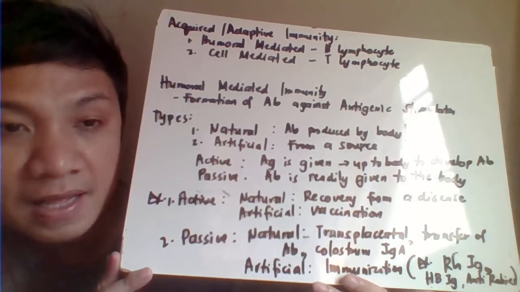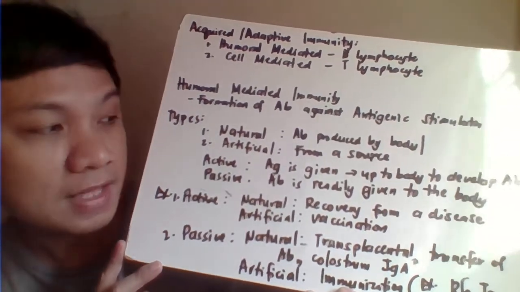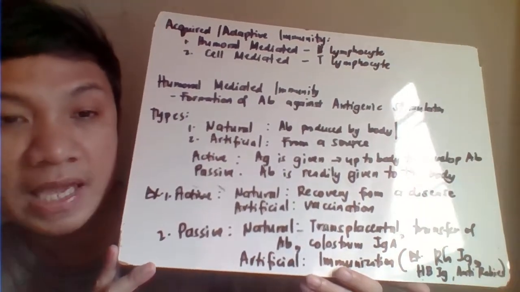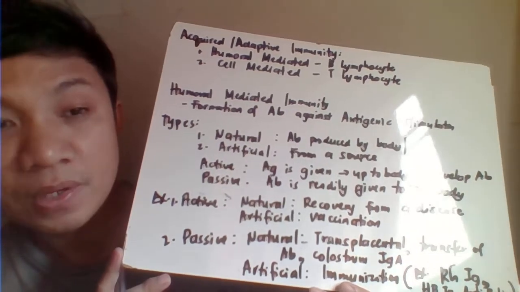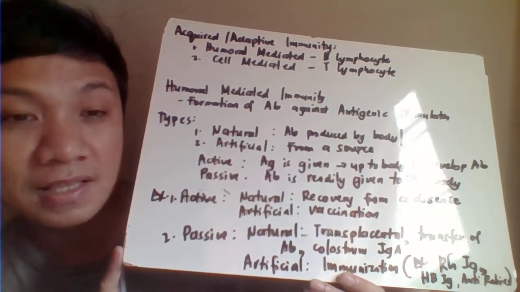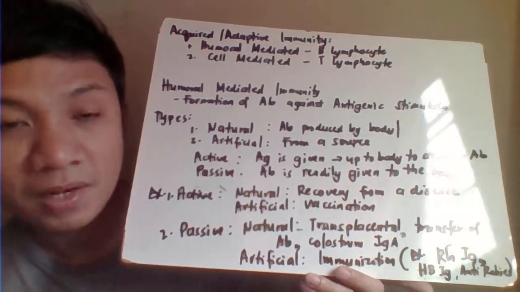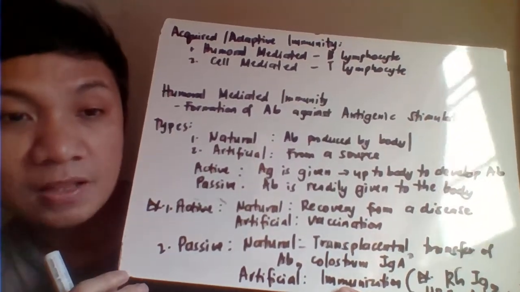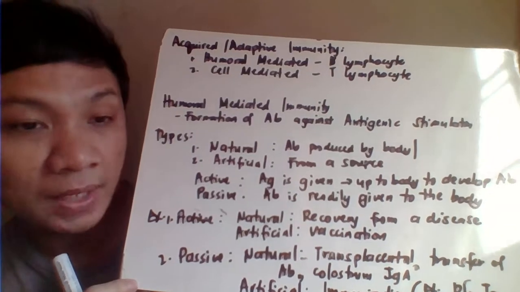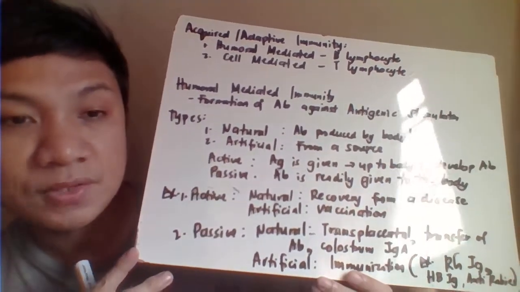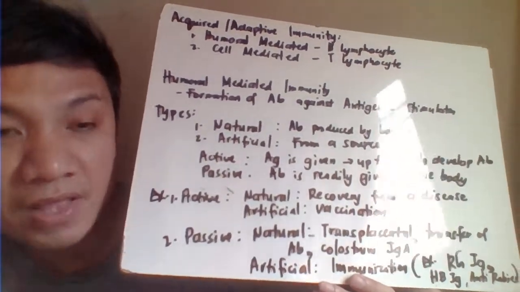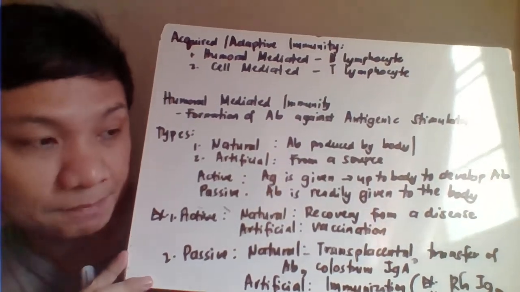Speaking about active, this is a type of antibody production wherein what is being given to you is not antibody, but antigen. The antigen is given to you, but because of the exposure, it's up to your body to develop an antibody against it. For passive, what is directly given to you is already an antibody.